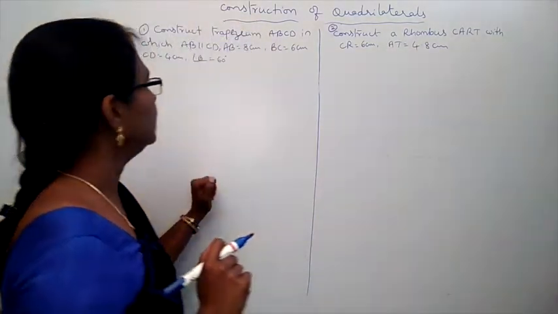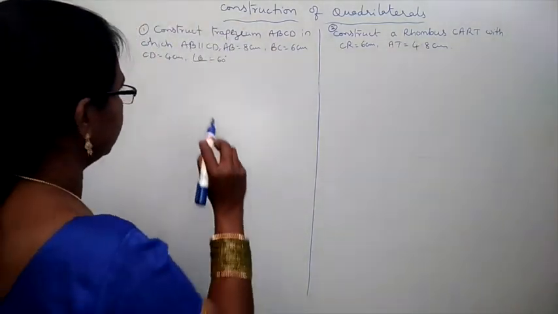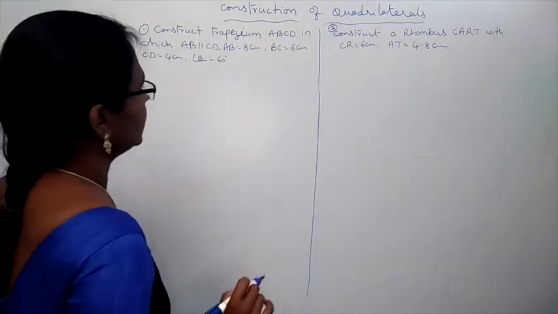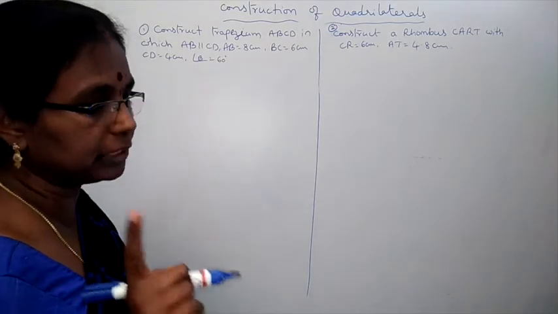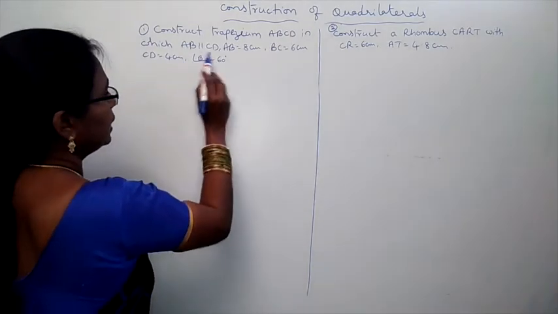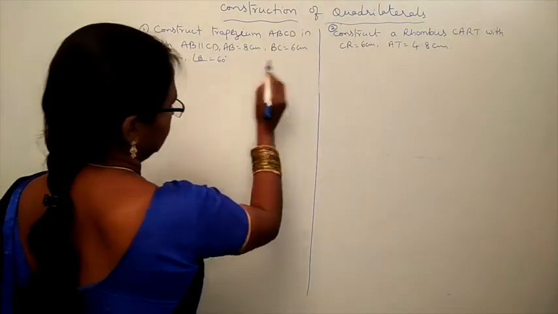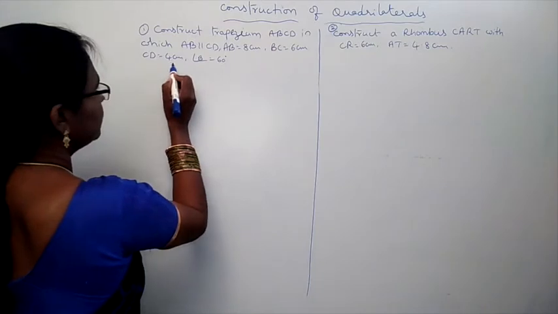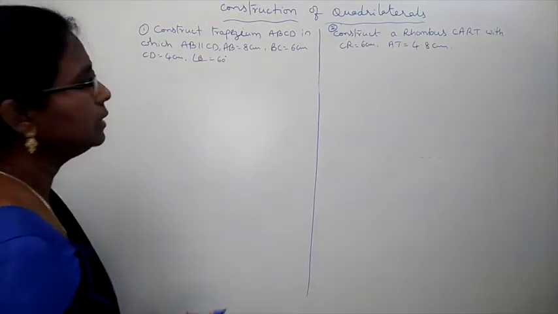First, trapezium. In trapezium ABCD, AB is parallel to CD. One pair of opposite sides are parallel. Then AB parallel to CD. AB 8 centimeter, BC 6 centimeter, CD 4 centimeter, angle B 60.